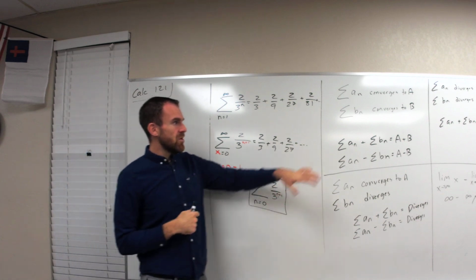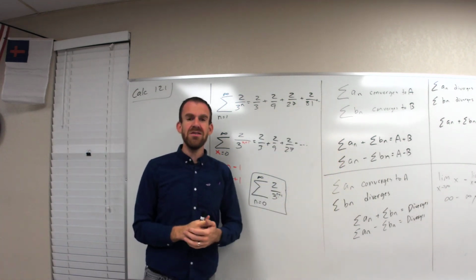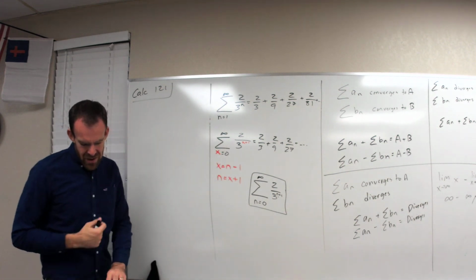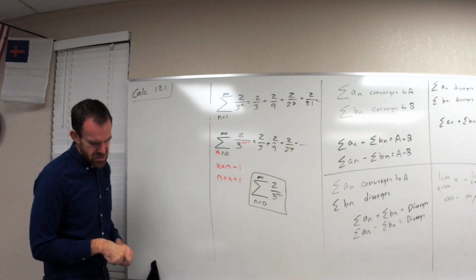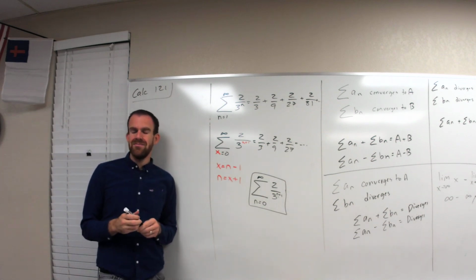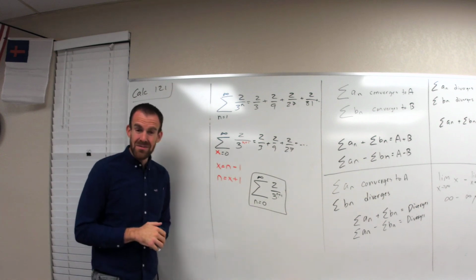So if they both converge, easy peasy. If only one of them diverges, you're set. If both of them diverge, you have no clue what's going on. And we have to look for other tricks there. Finally, if you multiply a series by a constant, you get that constant multiplied by a series. So that, my friends, is problem set 121.